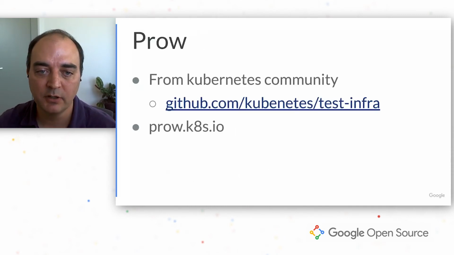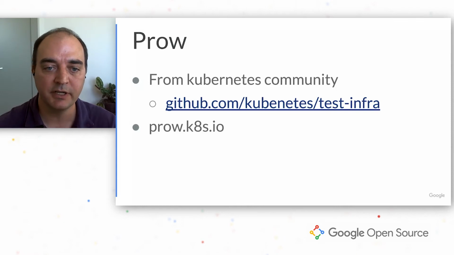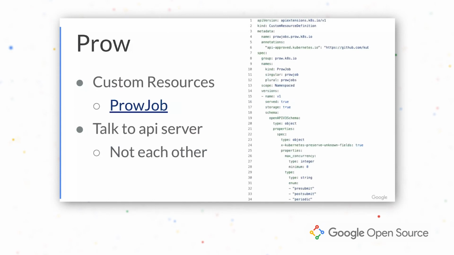You can look at the code for Prow in the Kubernetes test infra repo on GitHub, in particular the Prow directory there. You can look at one of the public instances at prow.k8s.io, or you can see a bunch of other ones in the README. Prow came out of the Kubernetes community, and you can see its influence in a lot of the design decisions that Prow uses.